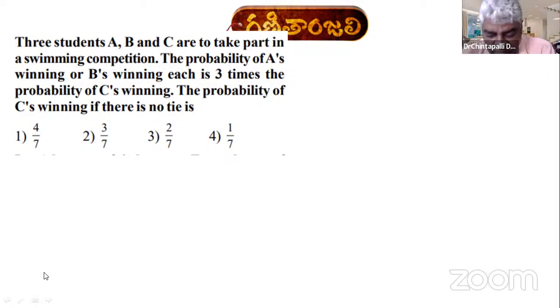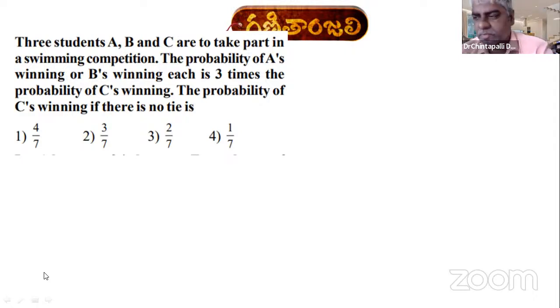The probability of A's winning or B's winning is each 3 times the probability of C's winning. Assume there is no tie. Tie means one must win, either A or B or C. There is no tie between them.